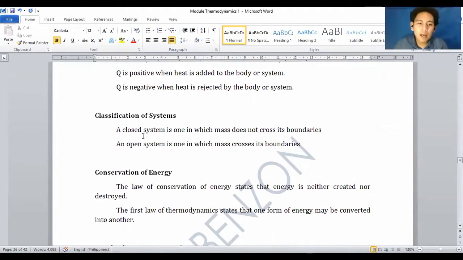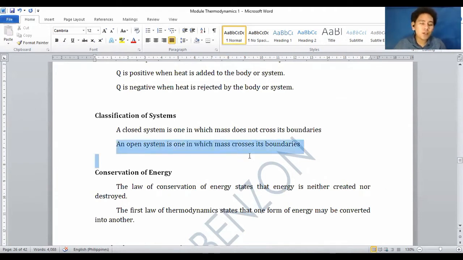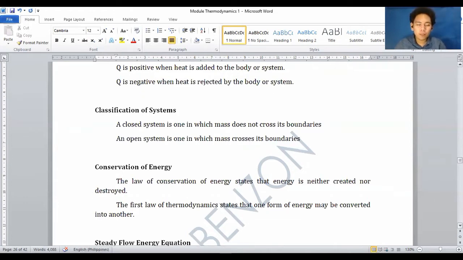Now, the classification of systems. A closed system is one in which mass does not cross its boundaries, while an open system is one in which mass crosses its boundaries. Now, there are certain problems that will state that it is a closed system or an open system.